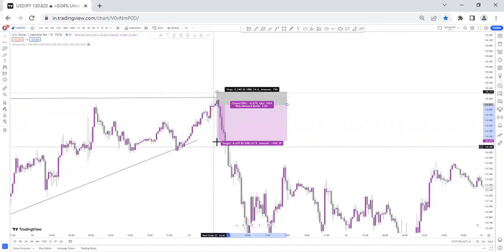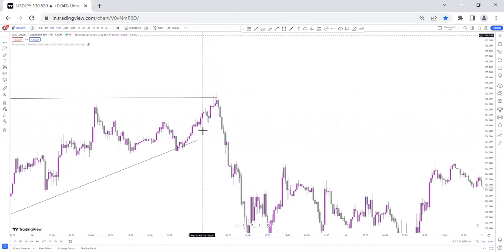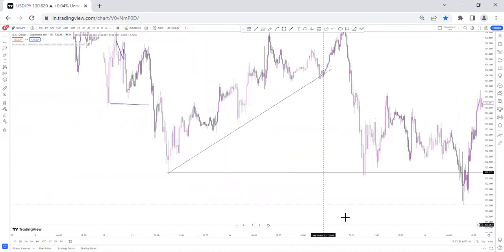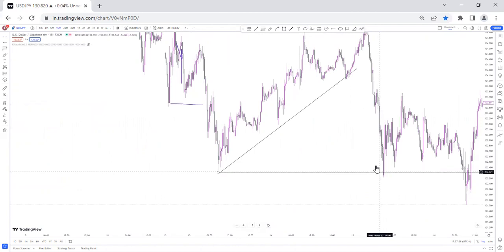Yes, so targeting the low. And if you're not comfortable trading from that particular point, you can actually wait for the pullback. There are a lot of opportunities in the market. There's no need and there's no point of rushing. So let's continue.